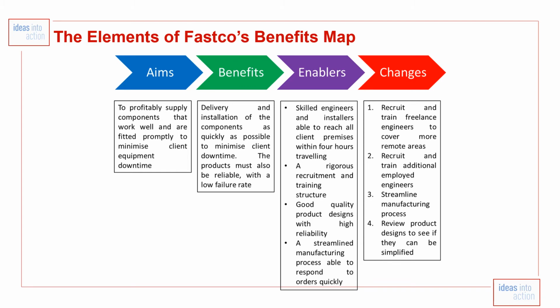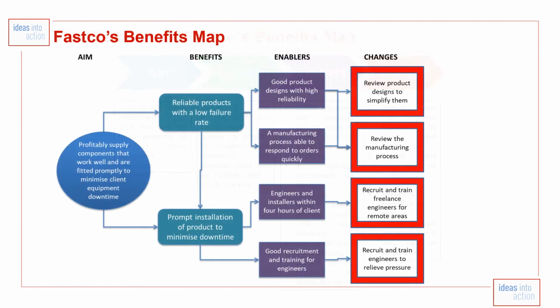And the problem-solving team at Fastco produced the following benefits map. The aim there, as we see, as it was before, is to profitably supply components that work well and are fitted promptly to minimize client equipment downtime. There are 2 groups of benefits. Firstly, reliable products with a low failure rate. The second is prompt installation of the product to minimize downtime.